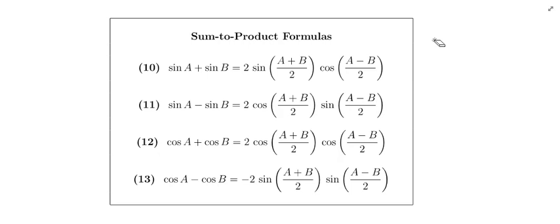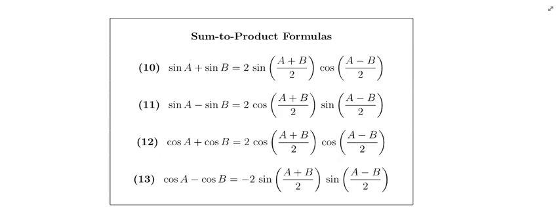And then we have the cosine of A plus the cosine of B is equal to 2 times the cosine of (A plus B) over 2 times the cosine of (A minus B) over 2. And lastly, the cosine of A minus the cosine of B is equal to negative 2 times the sine of (A plus B) over 2 times the sine of (A minus B) over 2.